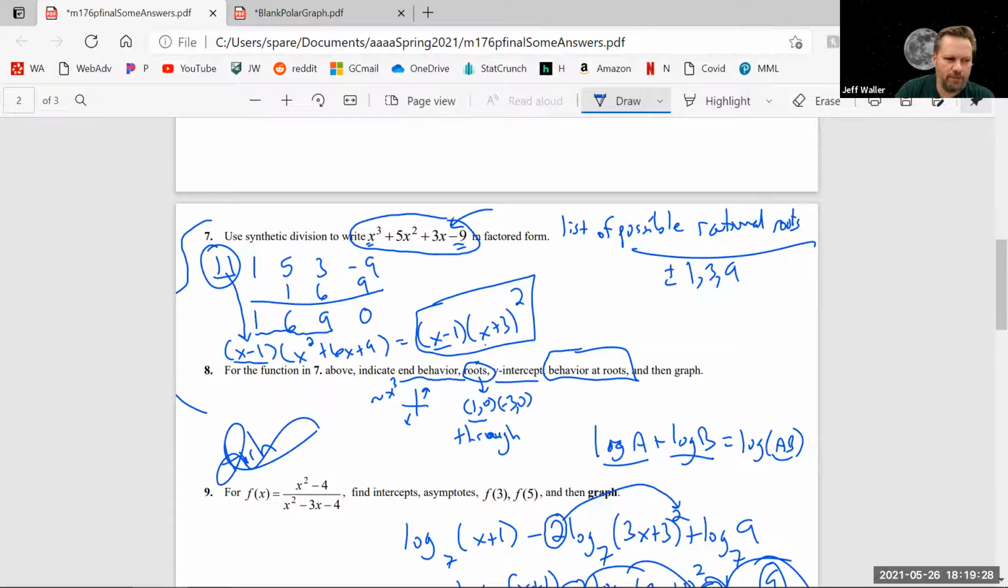So -3, of course, is going to bounce or turn because it's like a parabola. It's squared. It's an even power. Okay, I like it. Is this coming back to you guys at all?